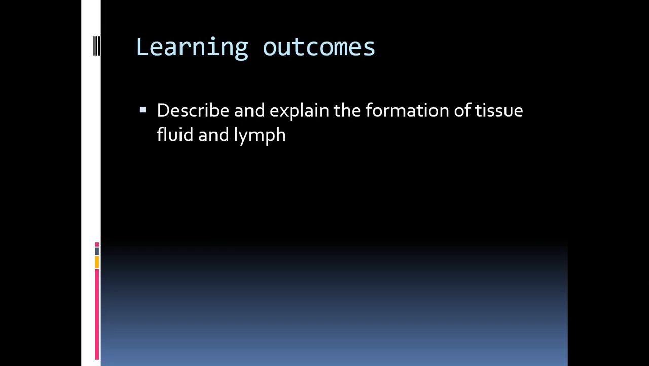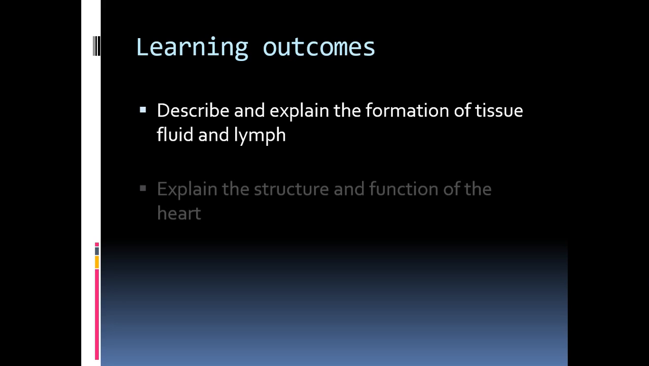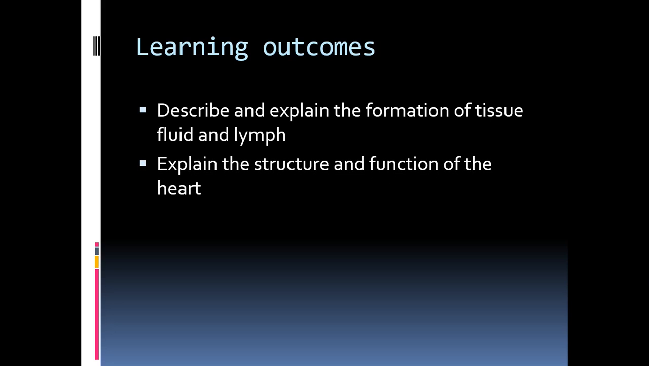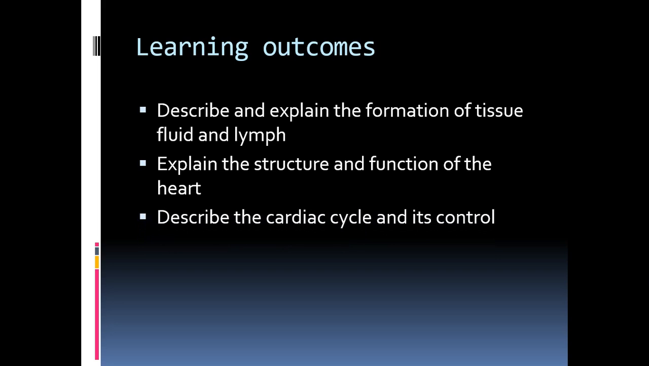Next, you must be able to describe and explain the formation of tissue fluid and lymph. The fifth one, you must be able to explain the structure and function of the heart. And number six, you must be able to describe the cardiac cycle and its control. It is very important for you to know the learning outcomes of every chapter because Cambridge will design the question or will prepare the question based on the learning outcomes.